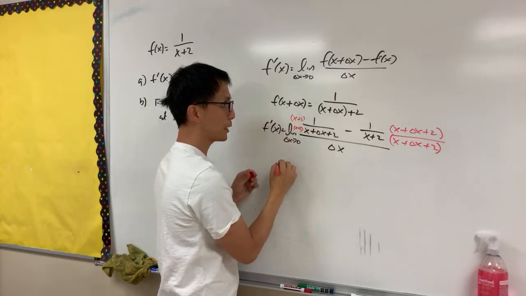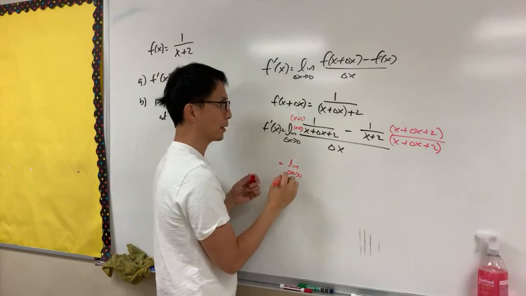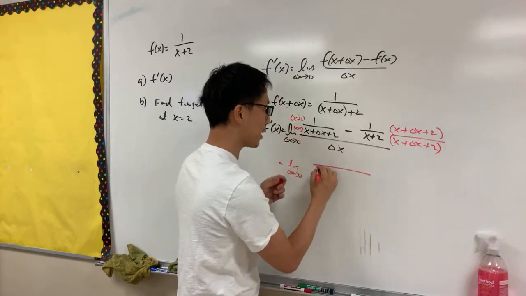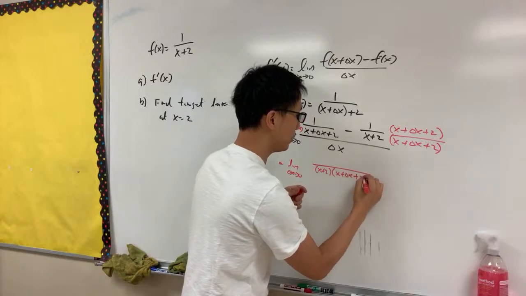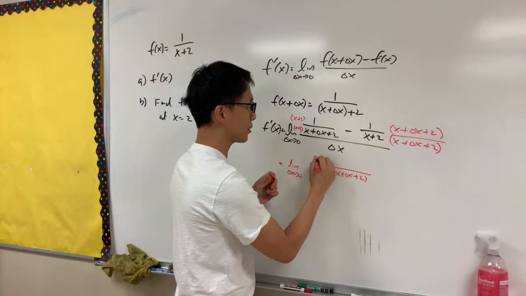So then I'm going to get what? The limit as delta x approaches 0. See, I keep on writing this. I know it's tedious, but do not FOIL the bottom. So it'll be x plus 2 times x plus delta x plus 2 on the bottom. And I'm going to keep the top the same, so it'll be x plus 2.